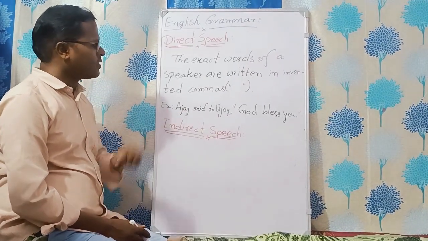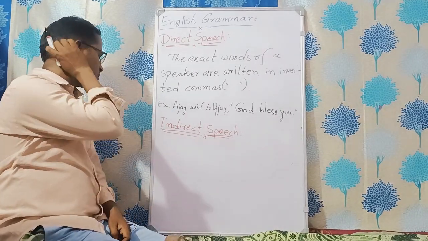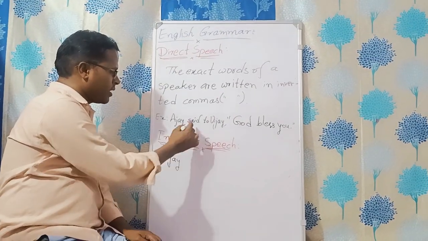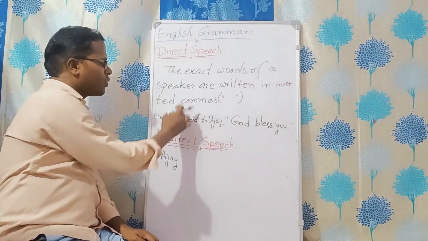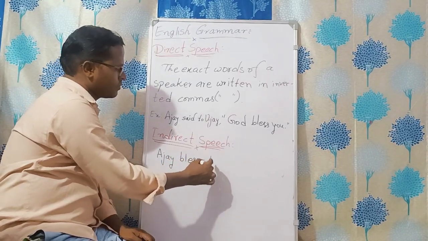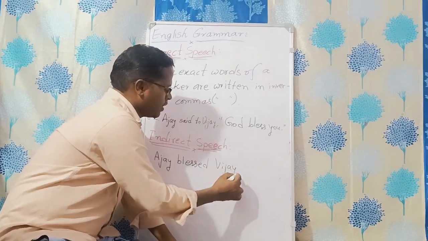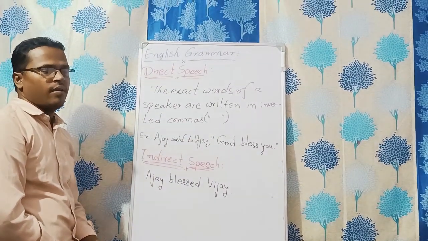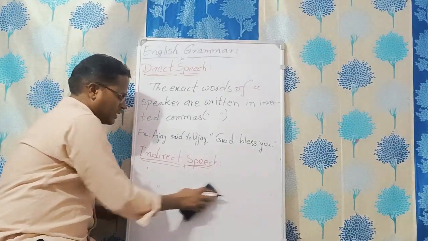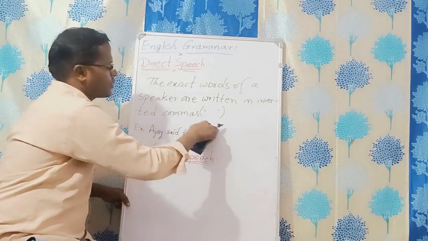So, when you change this optative sentence from direct speech to indirect speech, you have to remember: said to will go to blessed. Ajay blessed Vijay. So this is one type of sentence changing from direct speech to indirect speech.